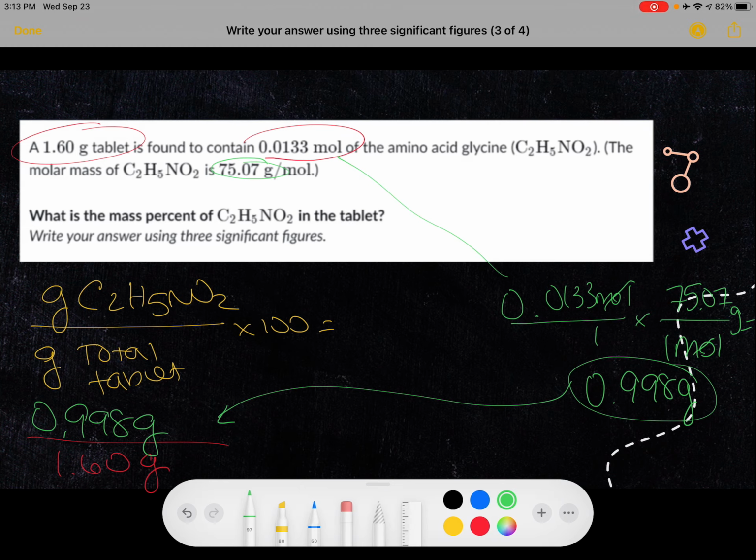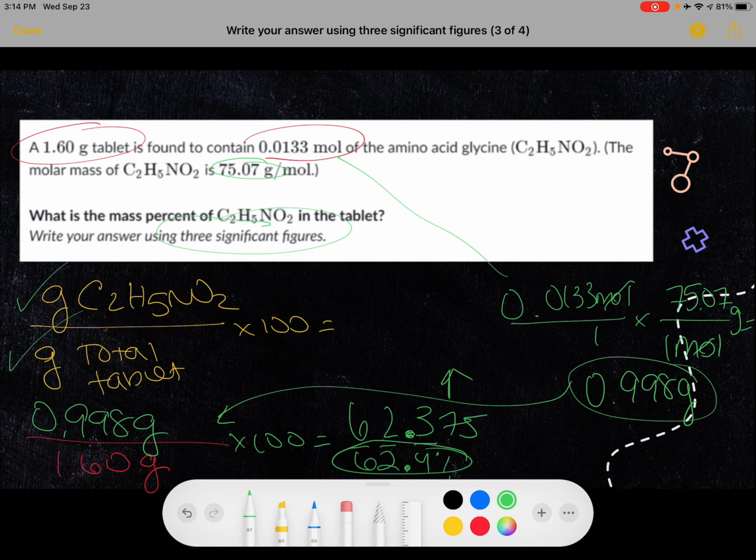Sweet. So now with my chemical formula, I got my numerator, I got my denominator. I have to make sure to multiply this by 100, and then I end up getting whatever the answer is. Oh, my calculator died. Times 100. My calculator ends up giving me 62.375. But what does it say? It says using 3 significant figures. So I want to keep my first 3 places. After my 3 places, I notice a 7, so that means I'm going to bump up to 62.4%. And there's my answer there.